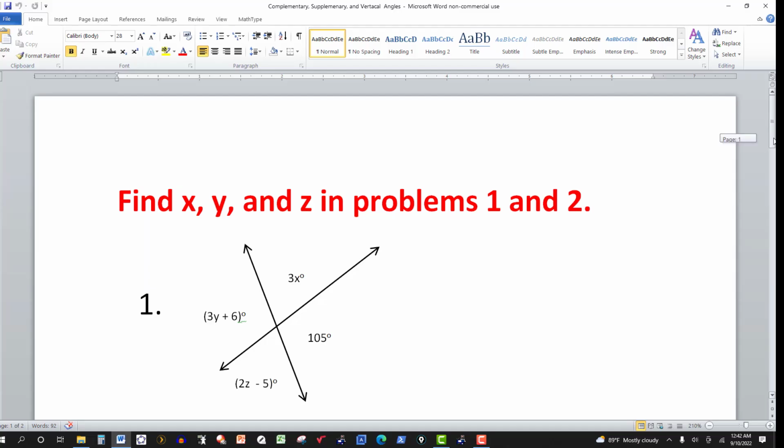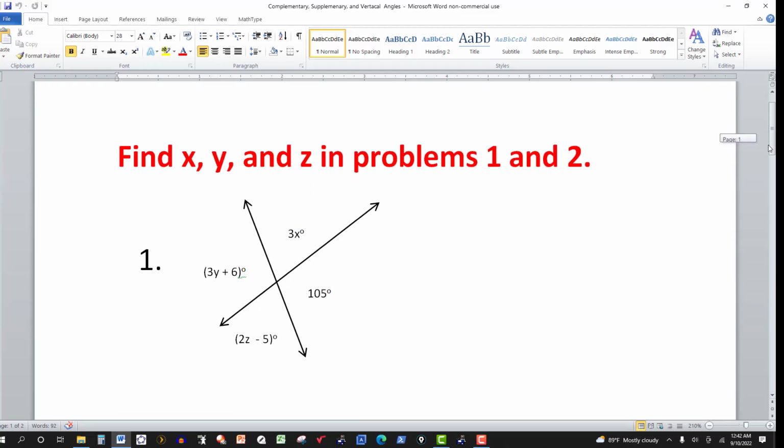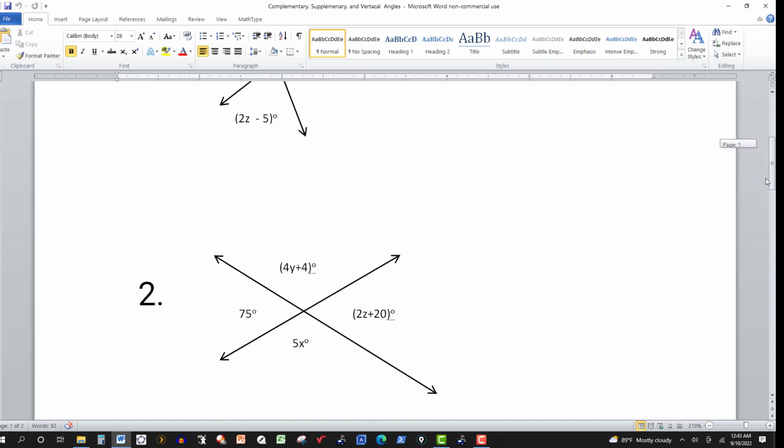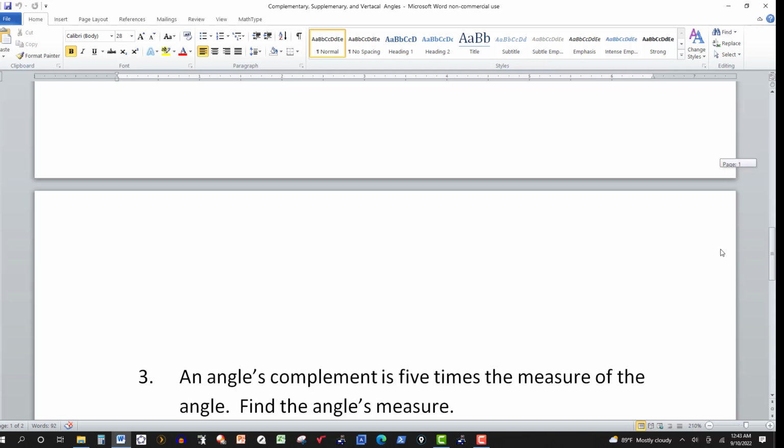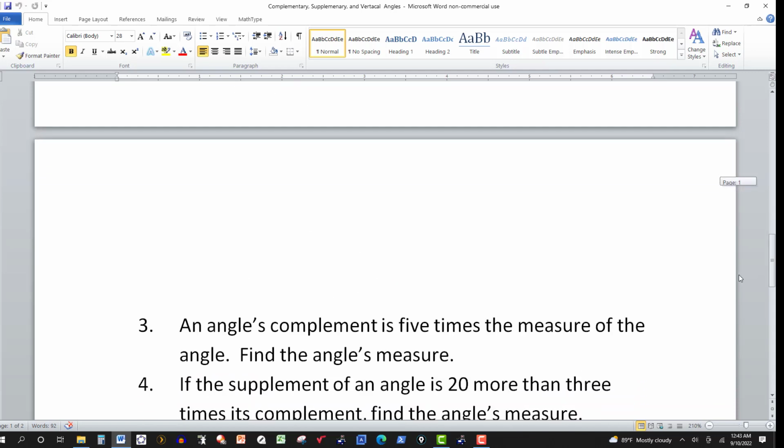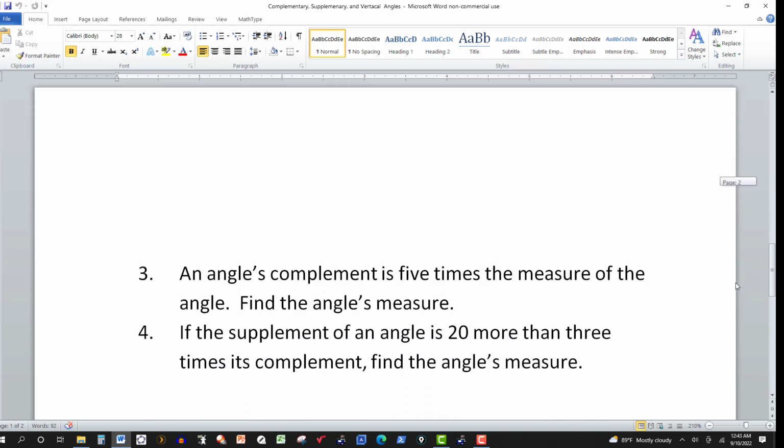Okay, let's go through the problems for this video in case you want to try these. This one states find x and y, find x, y, and z in problems 1 and 2. And there's your diagram. That's one problem. Then number 2, again, we have variables x, y, and z defined, and then we have some word problems. So you can try those if you want.